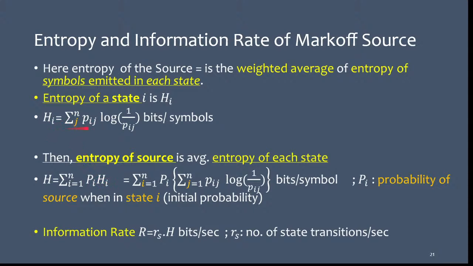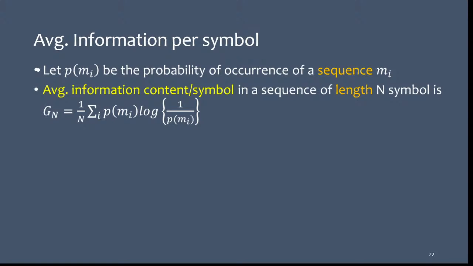So we find Hi here, and Pi is the probability of the source. So how many sources are there? For all those sources you need to find that. So that is equal to Pi and Hi. Hi is indicated here. Okay, then information rate is equal to the rate at which the source emitted the symbol multiplied by the entropy. Okay, so we'll see a quick example here and complete this discussion.